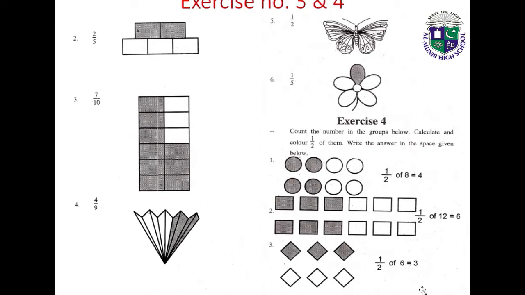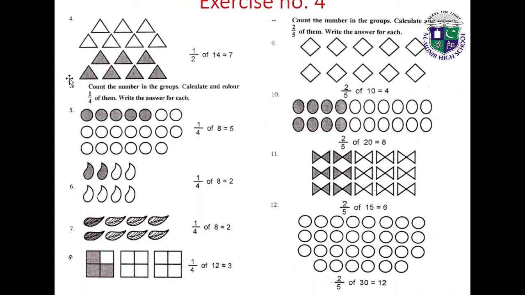Next, 1 by 2 of 6: 1, 2, 3, 4, 5, 6. 1 over 2 multiplied by 6, 2 ones are 2, 2 threes are 6, 3 ones are 3, 3 is your answer. Next question, exercise number 4, question number 4.